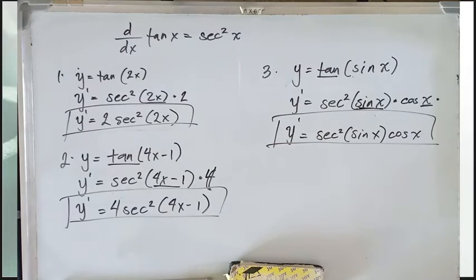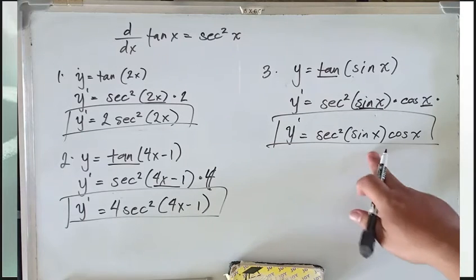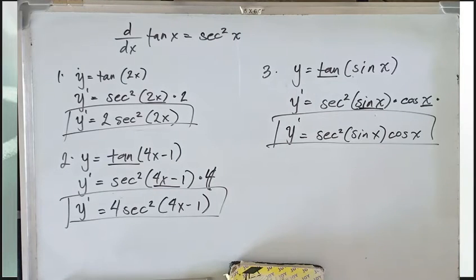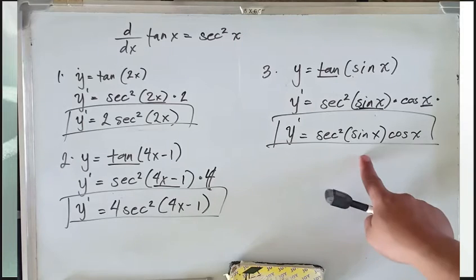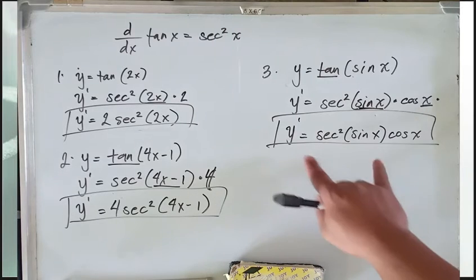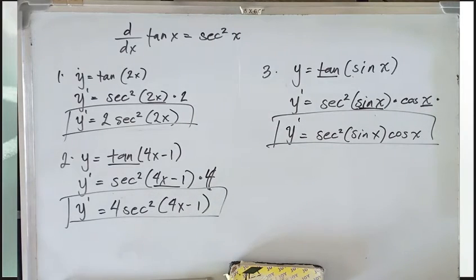Now if you want to have this into another form, if you know other trigonometric identities by which this can be transformed into a simpler expression or equation, you may do that.